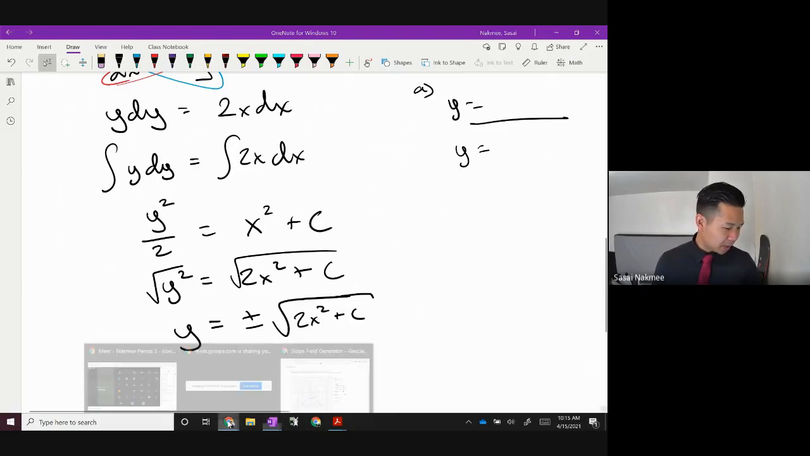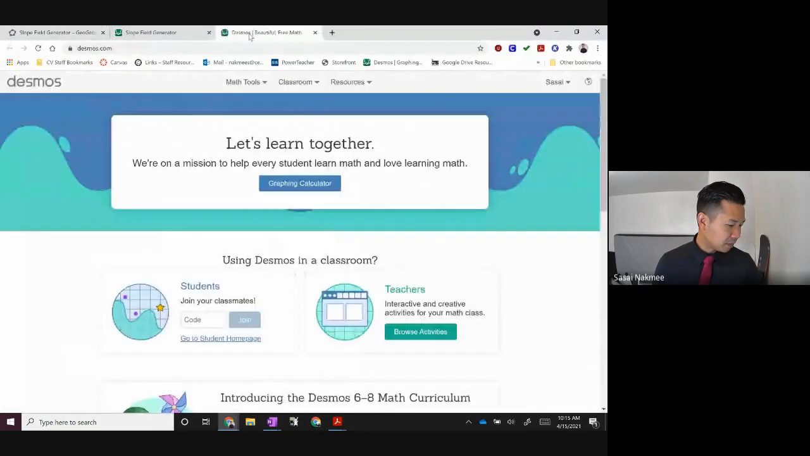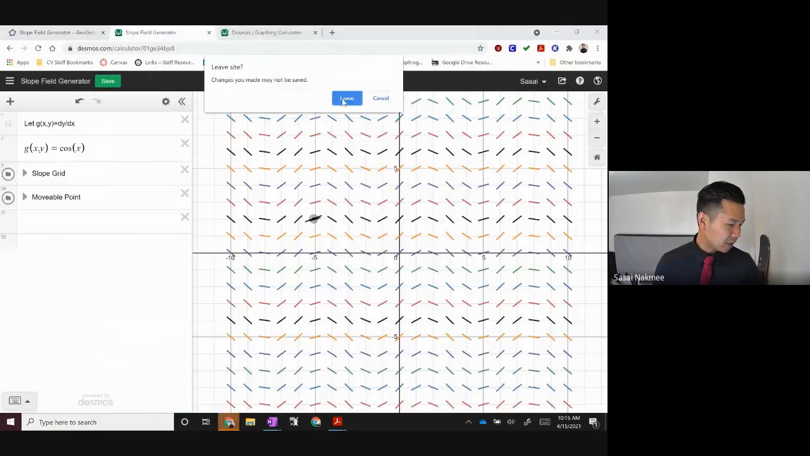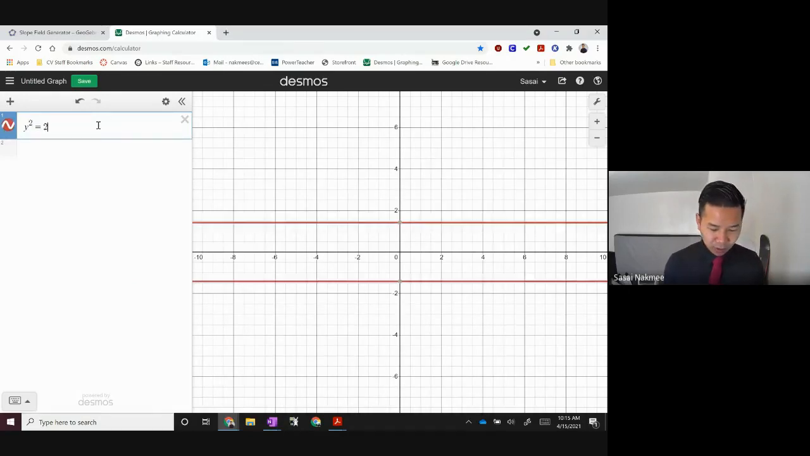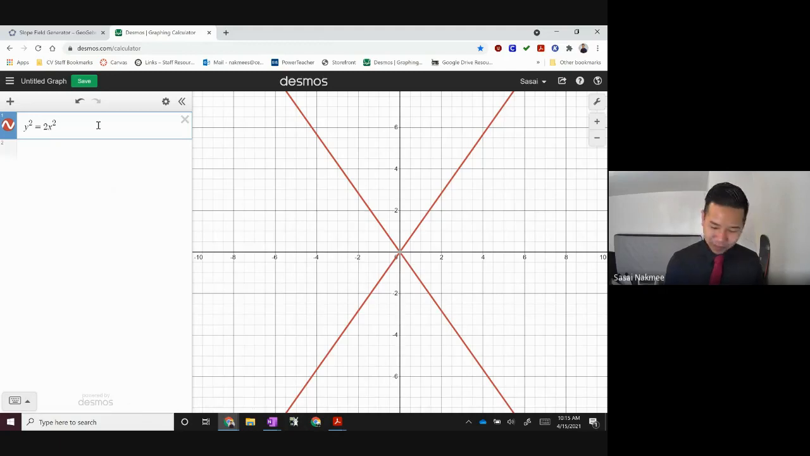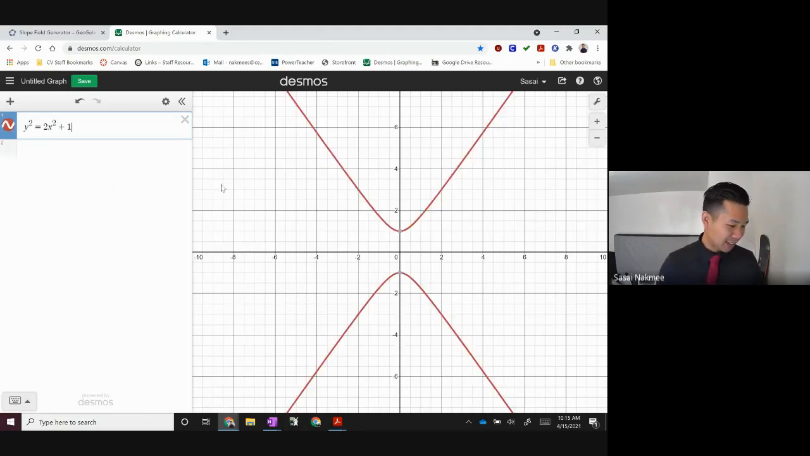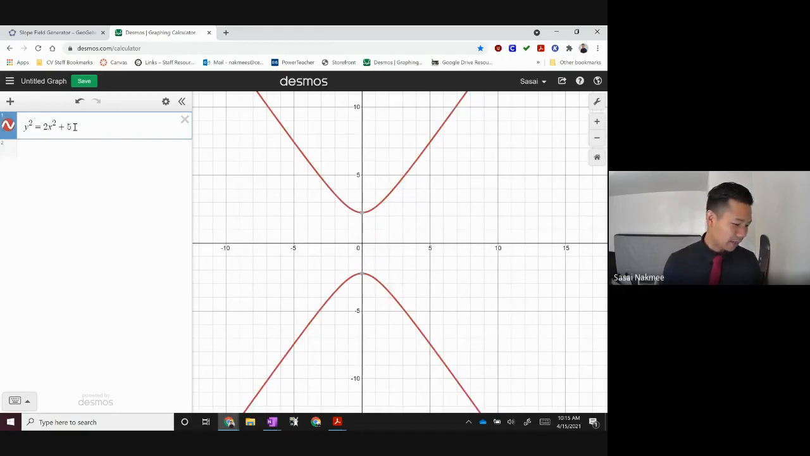Check this out. Desmos doesn't actually, I mean, this site doesn't do it too well, but if I go to Desmos and I go to the regular graphing calculator, close this one right here, and I were to graph this original equation, let's say it was y squared equals 2x squared plus a constant. Let's go with plus 1. You guys see it? It looks like this hyperbola right here. If I go with plus 5, that's that equation right there.